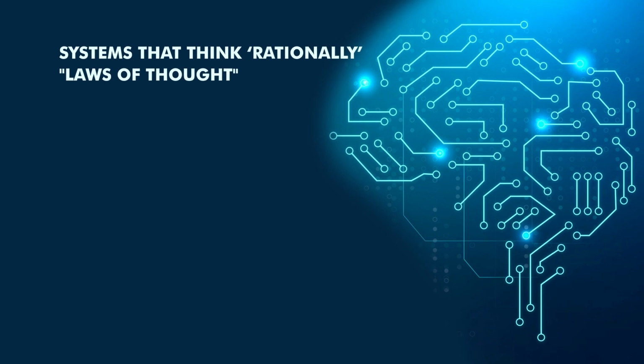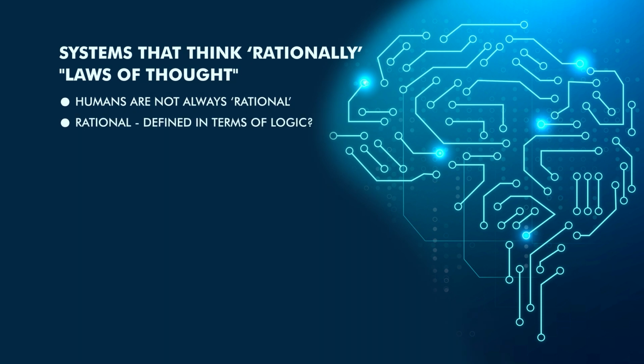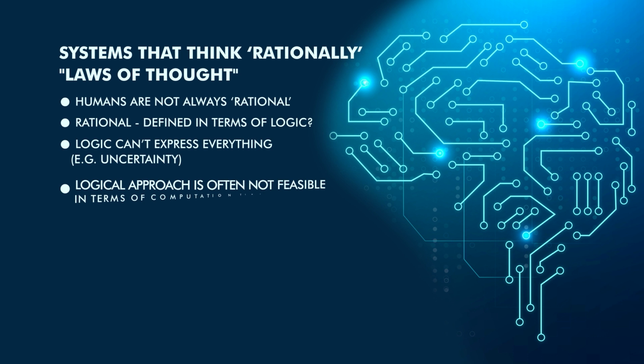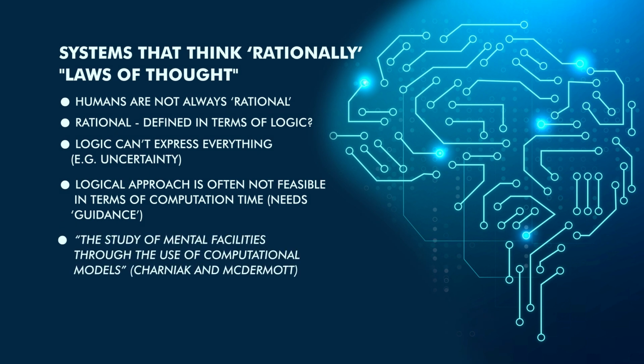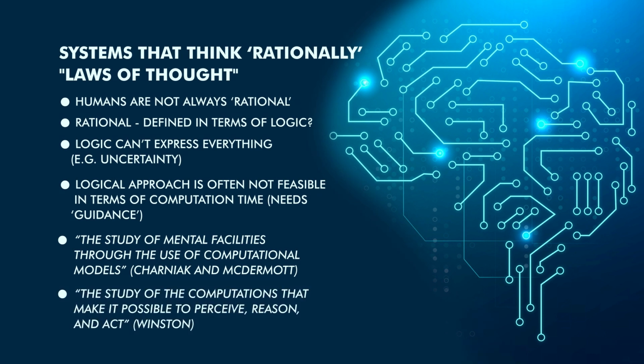So, now we come to the approach of systems that think rationally. So, we have the laws of thought. Humans are not always rational. Rational is defined in terms of logic. Logic can't express everything, that is, uncertainty. The logical approach is often not feasible in terms of computation time. The study of mental faculties through the use of computational models. The study of the computations that make it possible to perceive, reason and act.